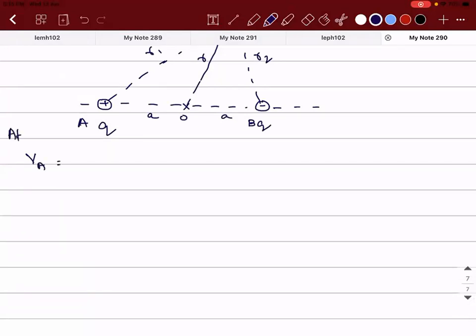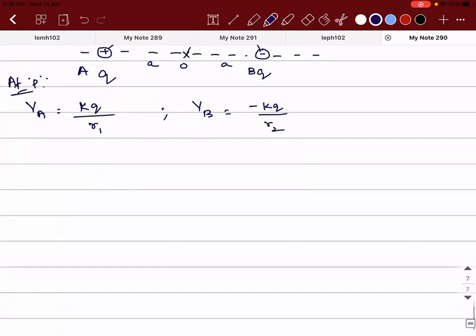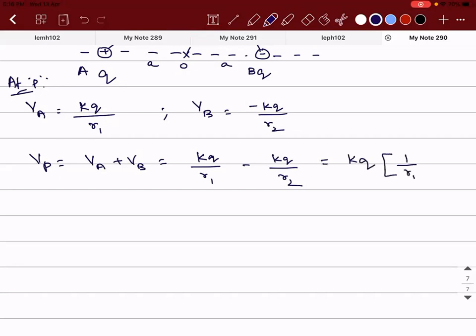At point P, VA is equal to KQ by R1. VB is equal to KQ divided by minus Q by R2, so minus KQ by R2. So what is the total potential at point P? VA plus VB. I hope you're able to understand it is the total potential. So this is going to be KQ by R1 minus KQ divided by R2, correct? So what will the value be? It is KQ into 1 divided by R1 minus 1 divided by R2.